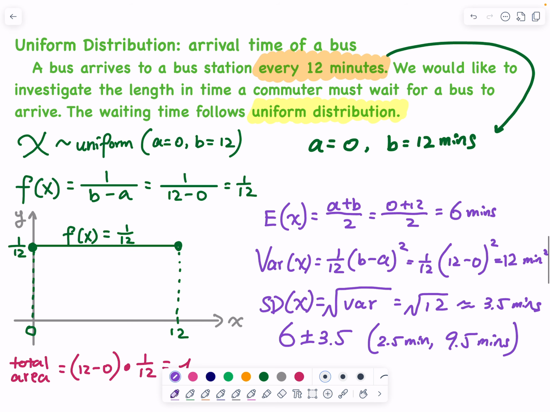So by just recognizing that this is a uniform distribution, we can do all of this. And in the next video, I will answer some probability questions. I recommend you draw a good graph because we will use this graph to answer each probability question.